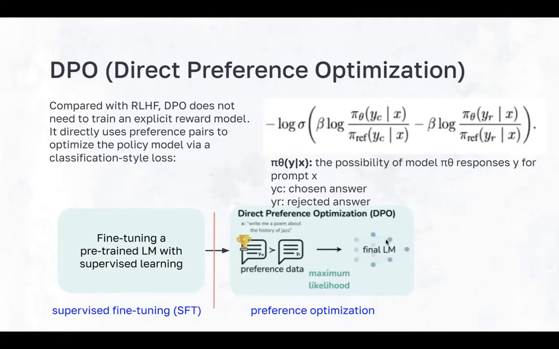So can you comment on how y_c and y_r come to be? The model generates a few answers with higher temperature, and the user selects one of them.